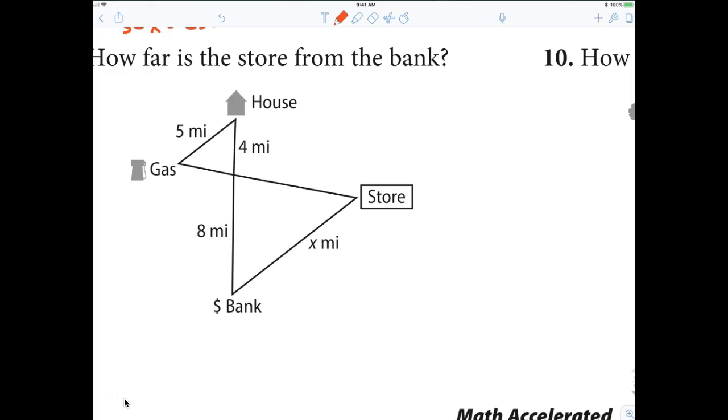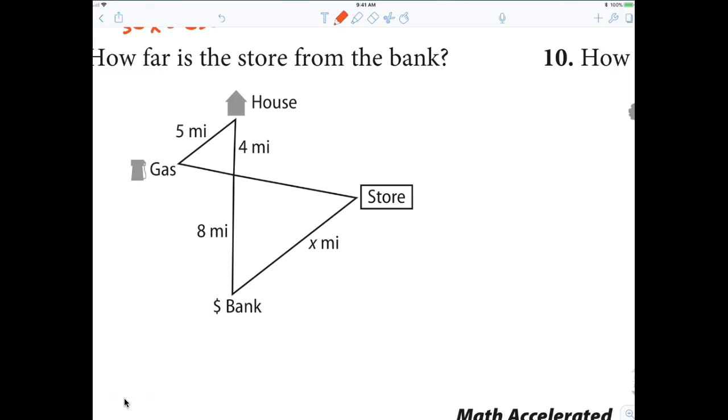8 and 4. So what's that relationship? What do you think that relationship is? Come on. What is that relationship? It's 2 times larger. That's what you're saying. How did I know it was 2 times larger? Because 4 times 2 is 8. So now, what is the distance from the bank to the store?